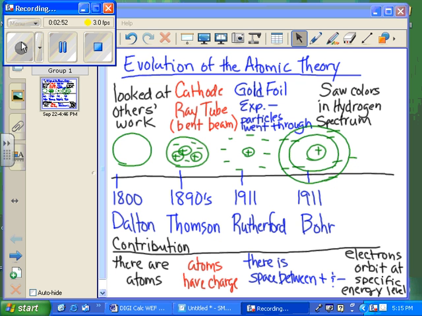Thomson said that atoms have charge. Again, very hugely important that we know that there are protons and electrons. Rutherford showed us that there was a lot of space between the positive and the negative charge. Bohr showed us that those electrons orbit at very specific energy levels. He thought they orbited like planets, but not so much.